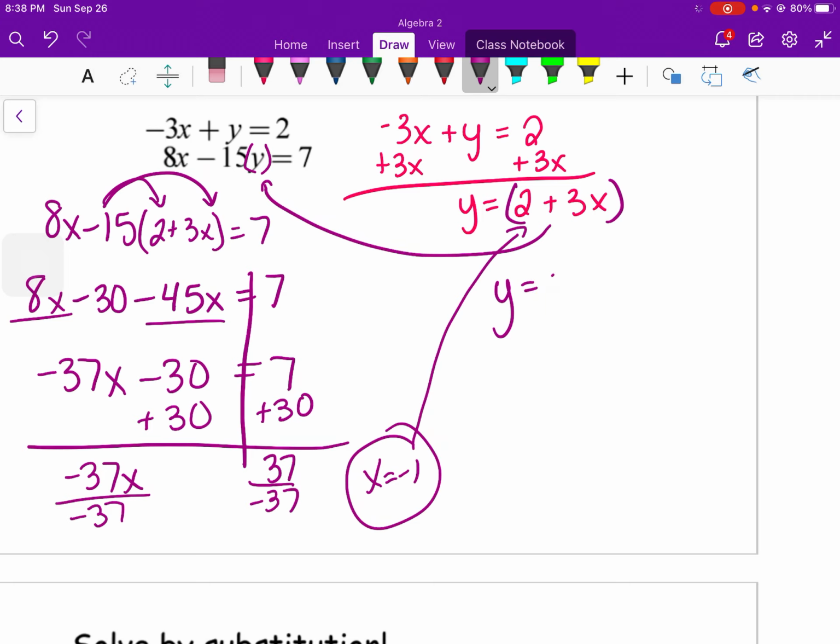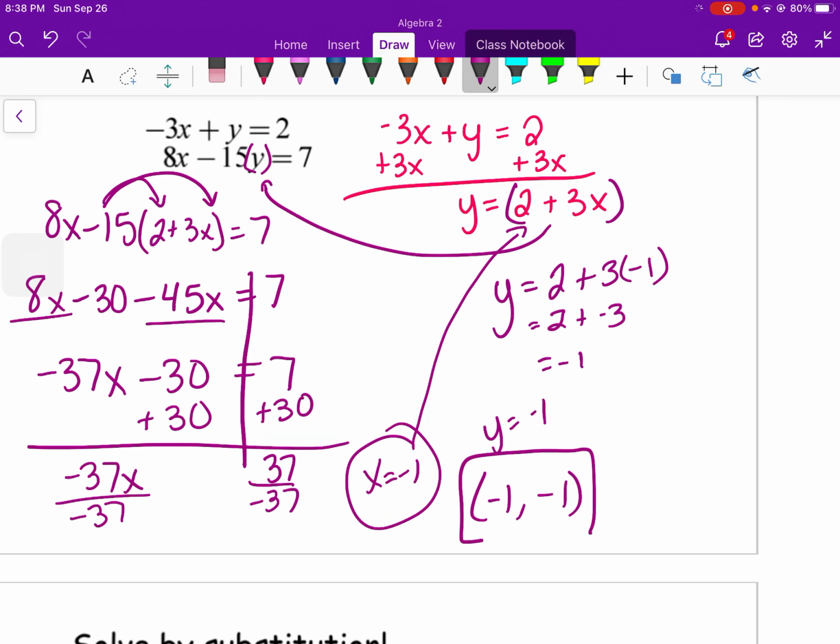Y was equal to 2 plus 3 times x. So y is equal to 2 plus 3 times negative 1, or 2 plus negative 3. So negative 1 for y. So I'd write my answer as an ordered pair: negative 1, negative 1. Substitution.